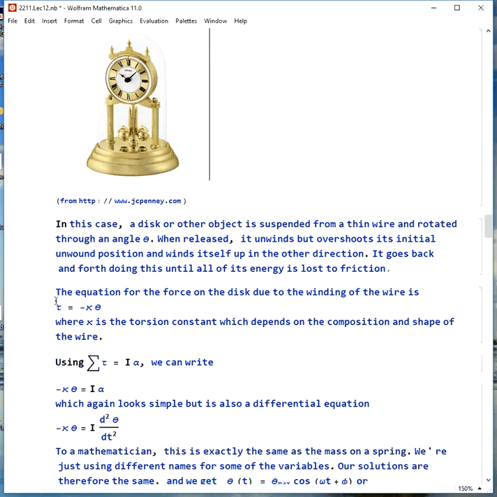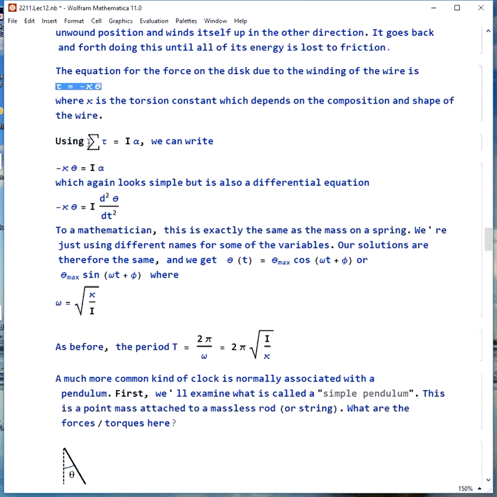We get torque as negative kappa times theta, and kappa is the torsion constant, which is kind of like the spring constant, and that depends on the wire. We use Newton's second law, sum of the torques is I alpha, and we get what looks like a very simple equation, negative kappa theta equals I alpha, but this is again a differential equation. And again, we don't have to know how to solve this, but if you took this to someone in the math department, they would say this is exactly the same as your other equation. All you've done is change the names of the variables.